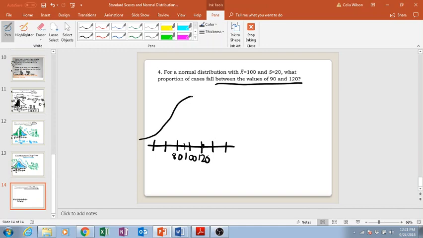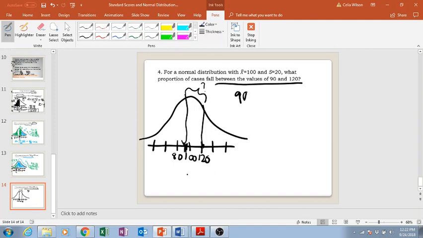So if I'm thinking about my curve, I know I'm going to be looking for information between these two points, between the values of 90 and 120. This is what I'm curious about. So I need to be able to figure that out and use my book. I've got to convert them to z-scores. So let's do 90 because we've already figured out 120.